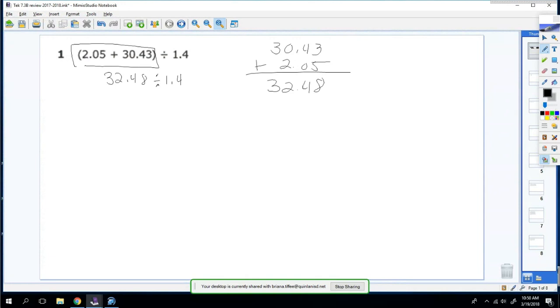So you're going to divide 1.4 into 32.48. And you have to move your decimal. So 14 goes into 324.8 after you move your decimal, 23.2 times. Remember, you can always pause it to do the math before I give you the answer.